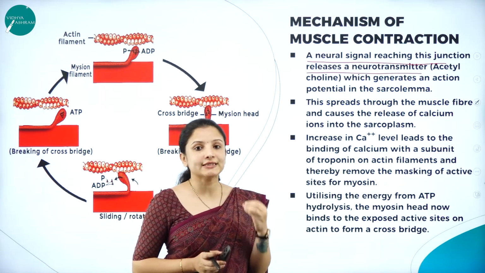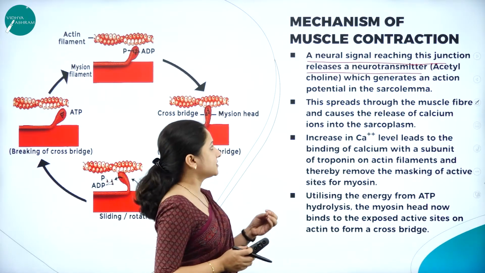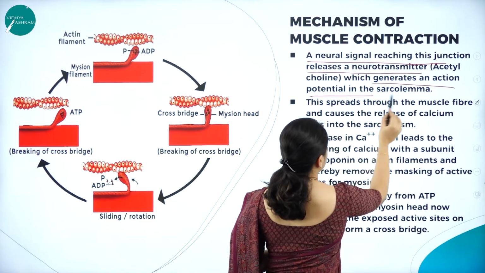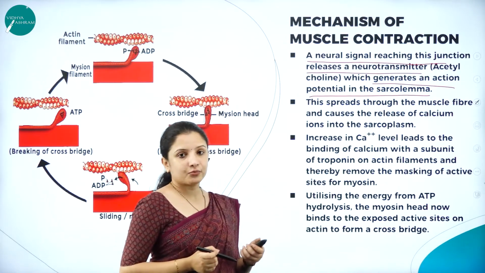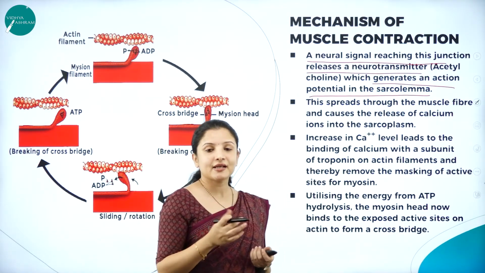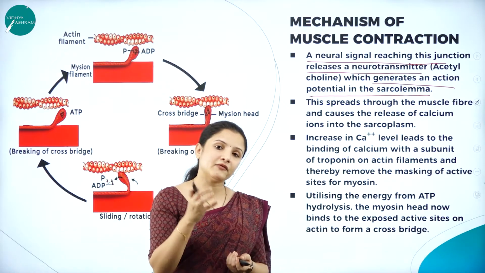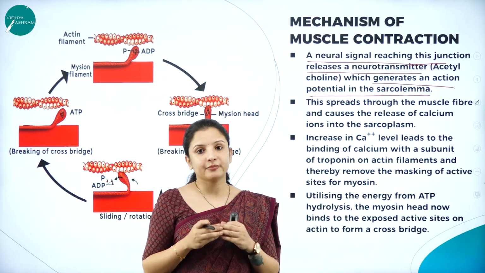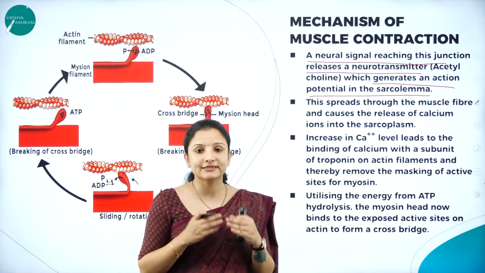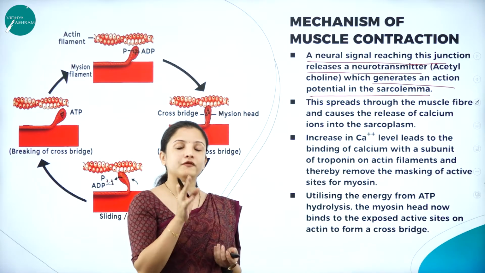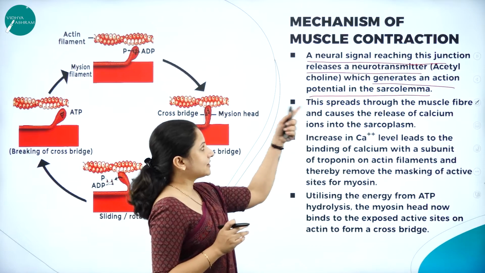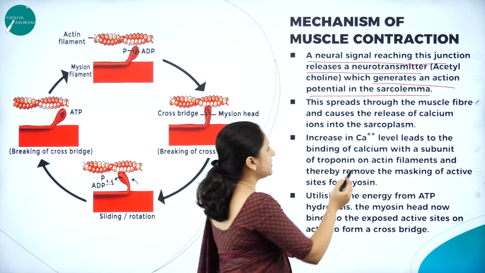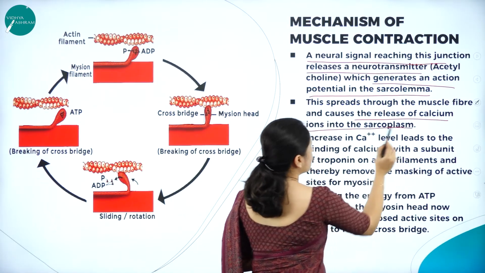It transmits neural signals for contraction of the muscles, and this acetylcholine actually generates an action potential in the sarcolemma, and this action potential spreads through the entire muscle fibers. Is it enough if only one muscle fiber receives the signal? No, right? Because there are a lot of muscle fibers present. So each muscle fiber should receive the signal. Therefore the signal, in the form of the neurotransmitter acetylcholine, will travel to the other muscle fibers as well, and it will cause the release of calcium ions into the sarcoplasm.